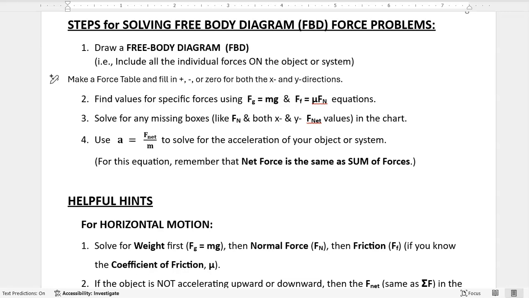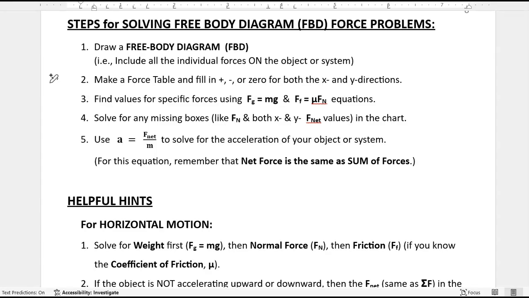Hello and welcome back to Deltek's Physics 111 Exam 2 Preparation and Practice Exam covering forces and energy. In this video, we're going to cover the steps for solving free body diagram force problems, and then we'll actually go through a couple examples of the free body diagram force problems.